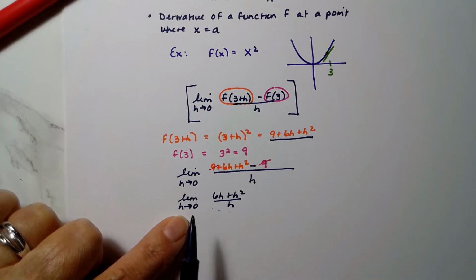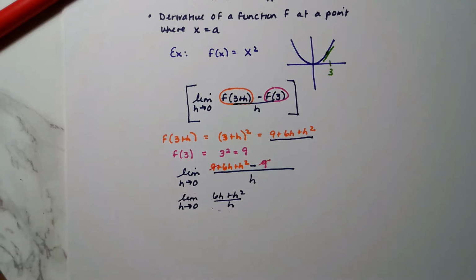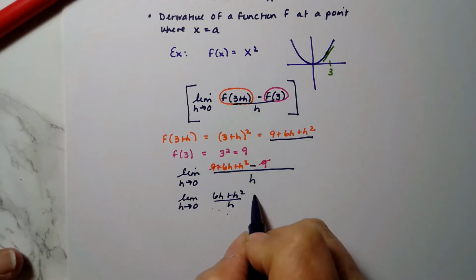So if at this point it's unsimplified, if I plug this 0 in, I'm going to have 0 over 0, and that's bad, because I can't divide by 0. So we have a big problem. So the whole idea of this is that you factor out an h in the numerator so you can cancel it with that h in the denominator.